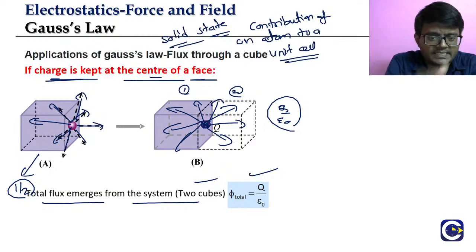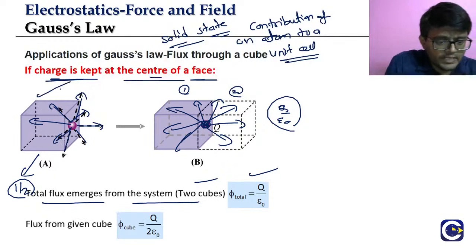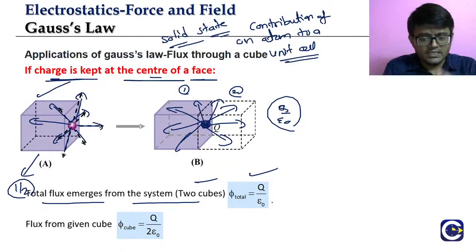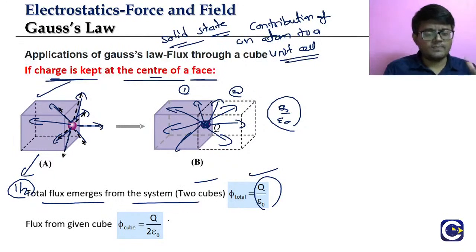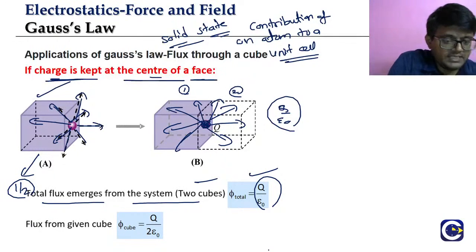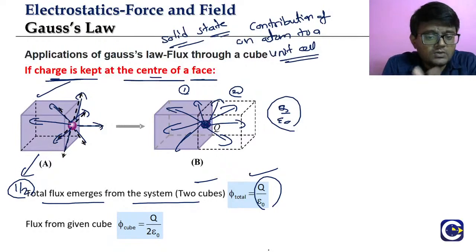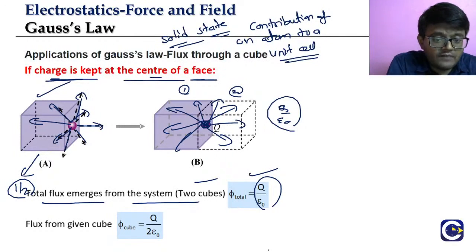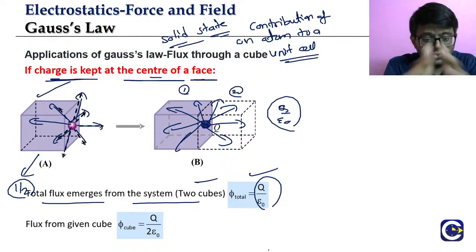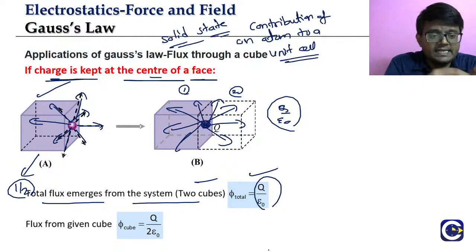If you look at it, it is symmetric. Let's say if 100 field lines come on this side, 100 field lines will go on that side. That means the flux through the single cube that we take will be exactly half of this value, which is Q by 2 epsilon naught. So it is coming as Q by 2 epsilon naught, half of the total flux through the two cubes. Why do we take two cubes? Because the charge is at the face center.